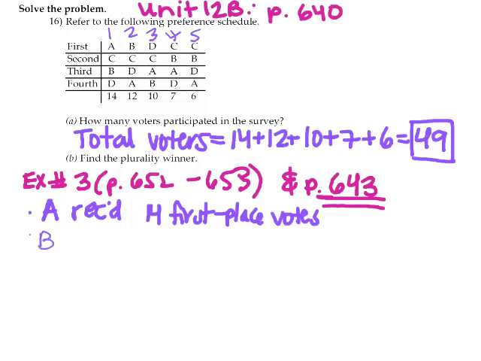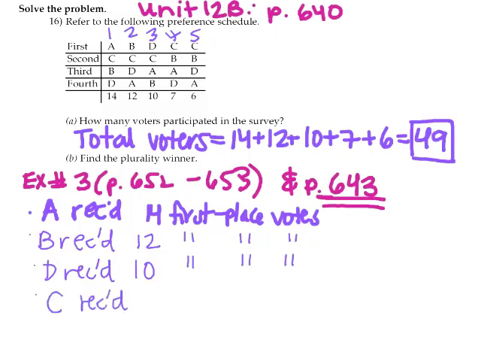Now B received 12 first place votes. D, going from columns 1 to 5, received 10 first place votes. For C, we have columns 4 and 5, so it looks like voter groups 7 and 6 voted for C for first place. We add those voter groups to get 13 votes. So C received 13 first place votes from columns 4 and 5.